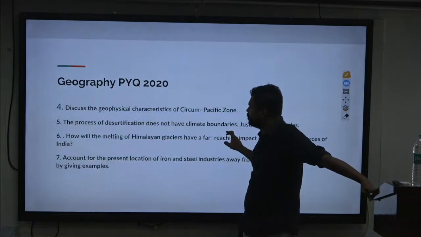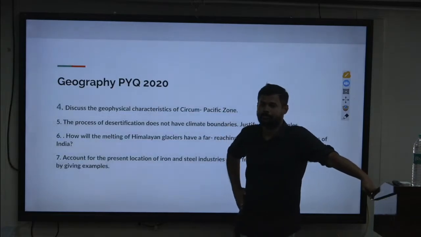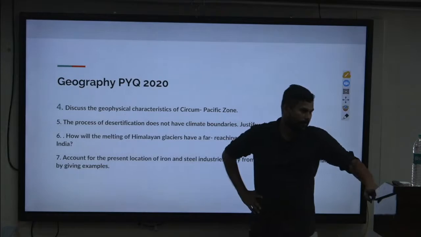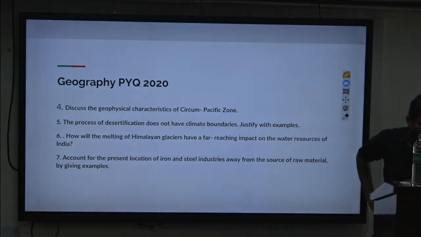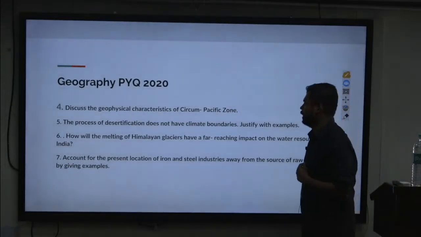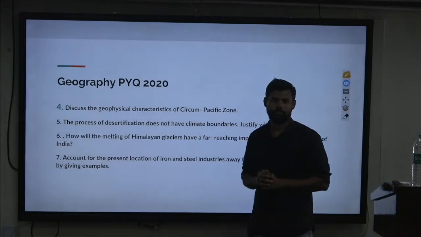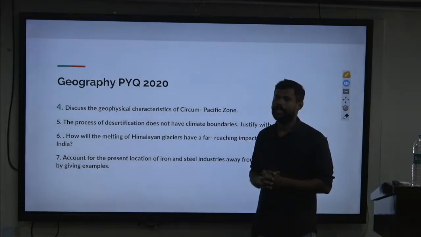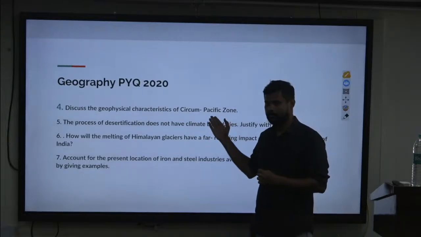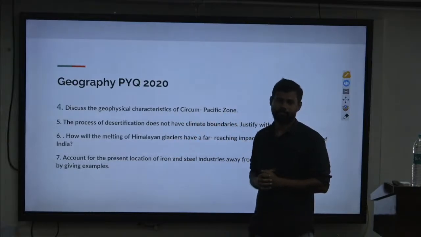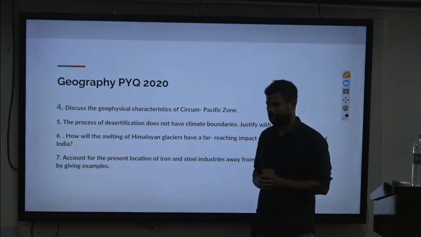Okay, the next is 2020. Very good. The next is, discuss the geophysical characteristics of circum-Pacific zone. Easy or difficult? Basics. When I say circum-Pacific zone, they are talking about the Pacific Ring of Fire. You have to talk about the Pacific Ring of Fire. That's all they are asking.